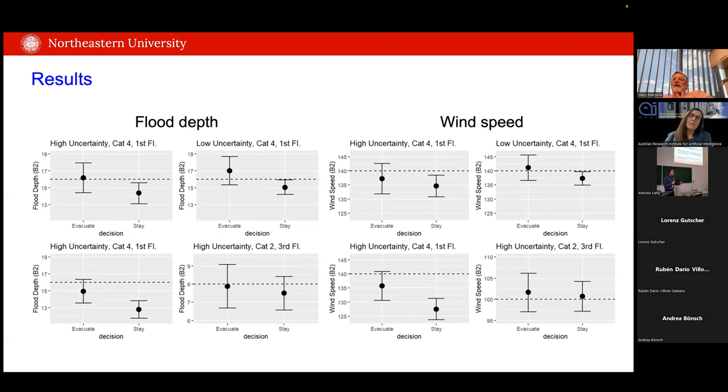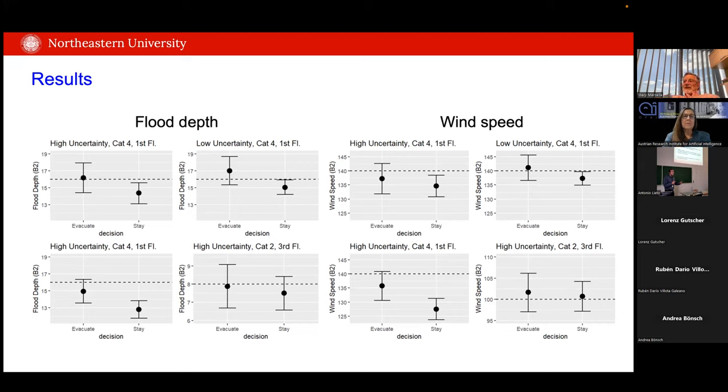And what we find, the results show for all but one condition, people who stayed believe the flood depth and wind speed to be lower than the message, which is the dotted line, and also lower than those who evacuated. So basically, people who stayed believe the flood depth and wind speed to be lower, so they're adjusting their beliefs to cause less anxiety.